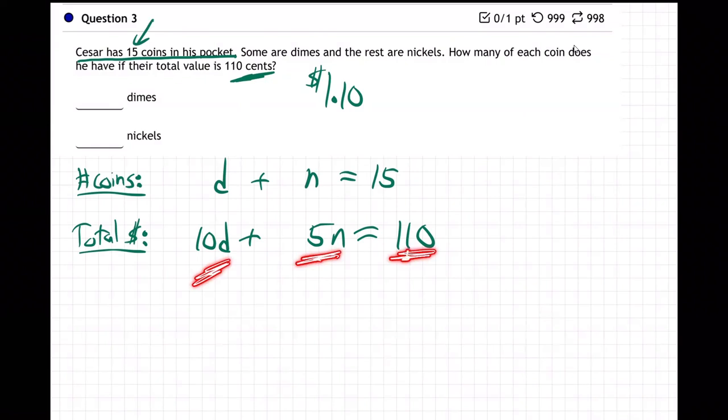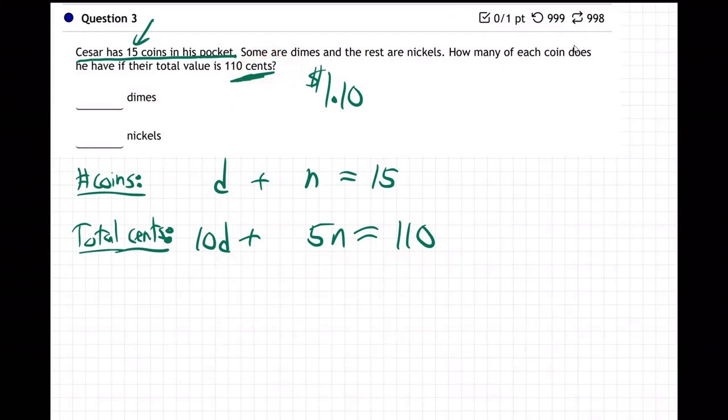Now, could you do it all in terms of dollars? Totally. You could make this 0.10, 0.05, and 1.10. And that would work just as well, but you would be writing it in terms of dollars instead of cents. So I should come down here and say total cents. So 10 cents, 5 cents, 110 cents. All right. So there's the two equations. I did all that because they use the word cents.